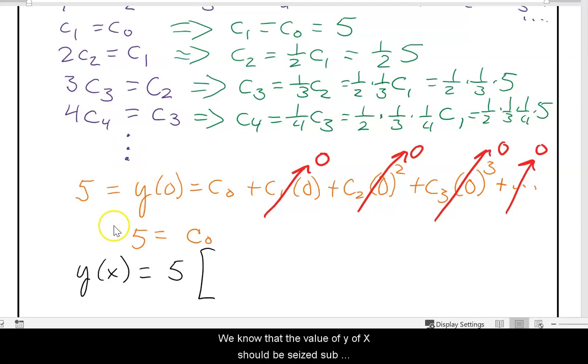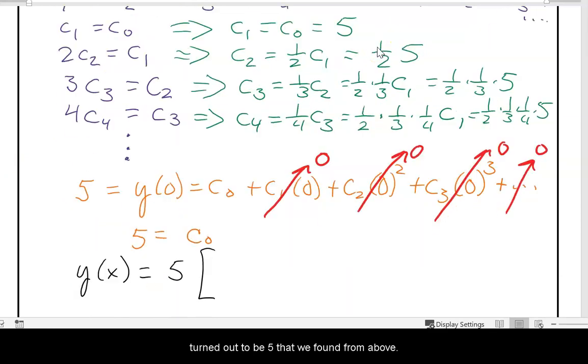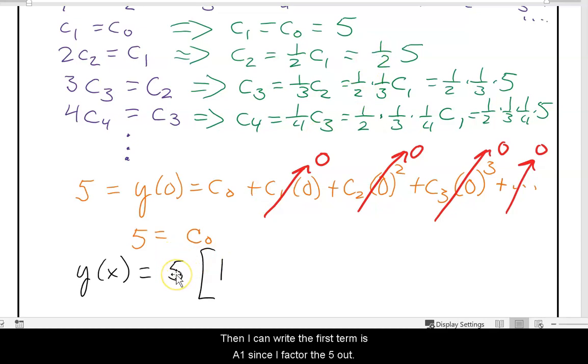We know that the value of y of x should be c sub 0 plus c1x plus c2x squared plus c3x cubed, and so on. However, we now know what the values of each of those coefficients is. Since the first one is c sub 0, and c sub 0 turned out to be 5, that we found from above, then I can write the first term as a 1 since I factored the 5 out.